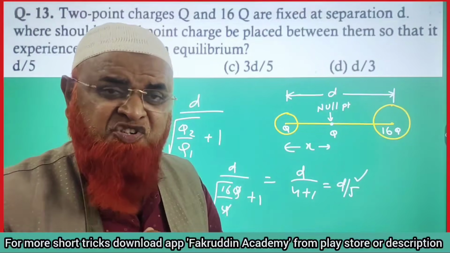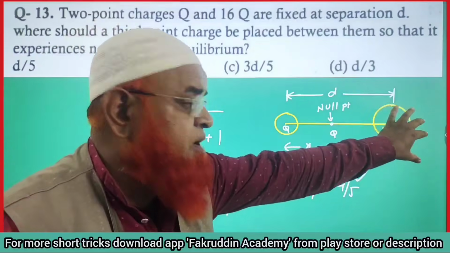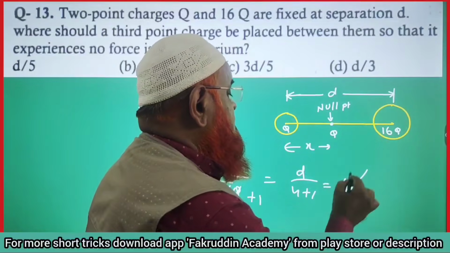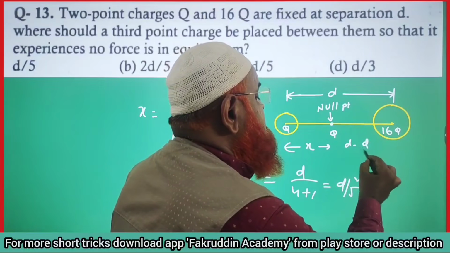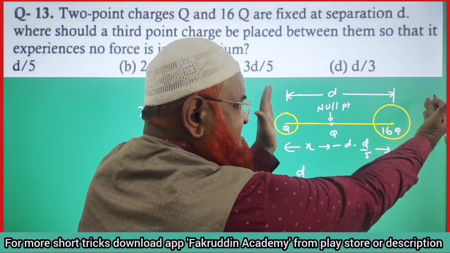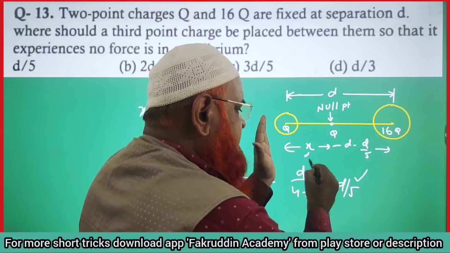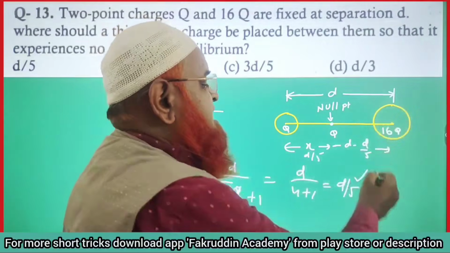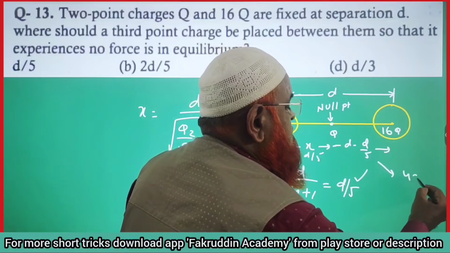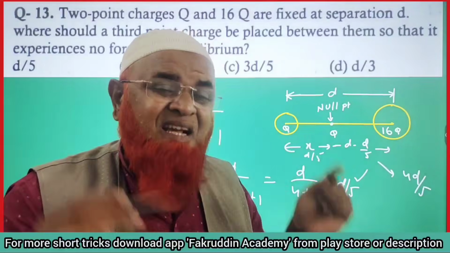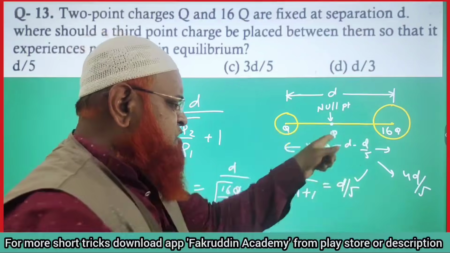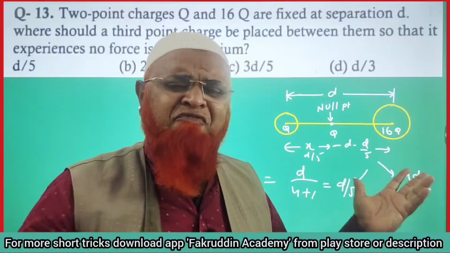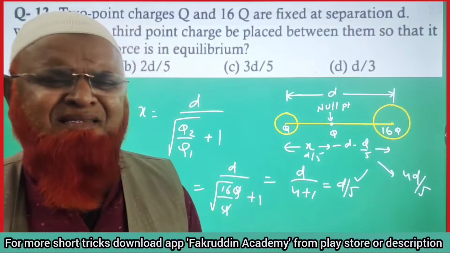If we ask in the question the distance of the neutral point from the larger charge, it's very easy. That means you have to find out d minus d by 5. Because this distance is d and this is x, which is taken as d by 5. From d, if you remove this d by 5, you will get the remaining answer as 4d by 5. With this, the conclusion is from the smaller charge, the neutral point is going to be d by 5. From the larger charge, the neutral point is going to be 4d by 5. That's it. So simple it is.